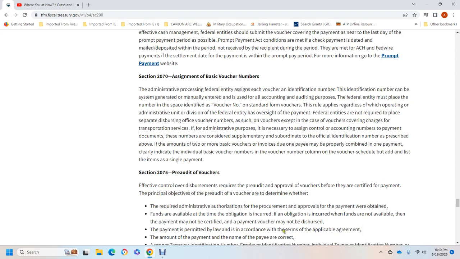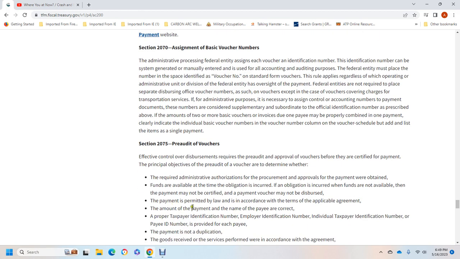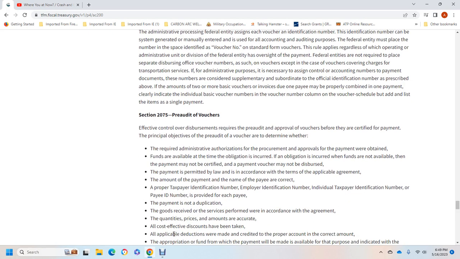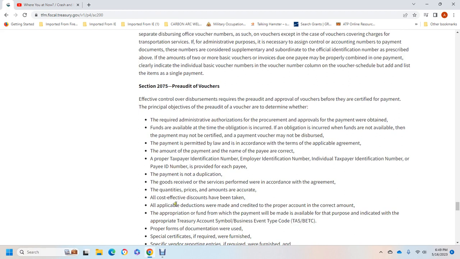The payment is permitted by the law according to the terms of the applicable agreement. The amount of the payment, the name of the payee with the correct and proper taxpayer identification number of the private employer, the individual tax number, the pay ID number that is provided with each payment. Not a duplication of the payment. Goods received and services performed were in accordance with the agreement, the quality and the price. The amounts are accurate with all cost effective discounts that have been taken.